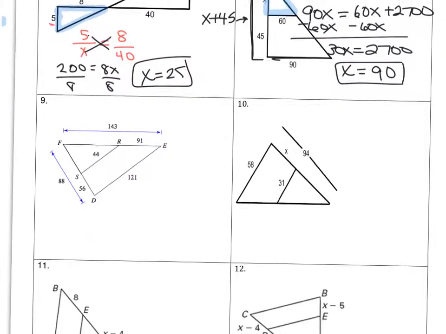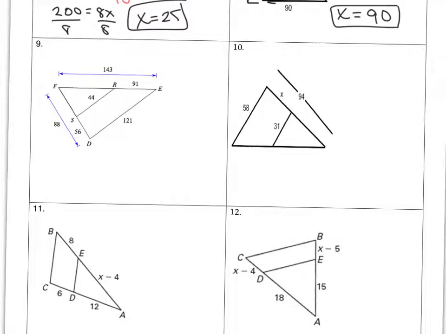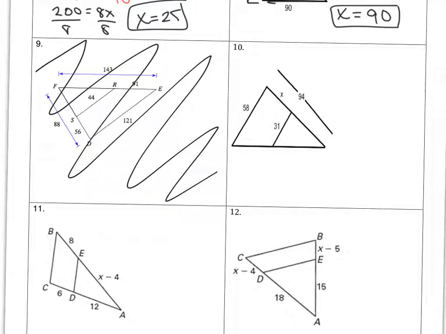So if I go ahead and keep going, number 9. Number 9 is a bad problem because there's no x. Cross it out. Let's look at number 10. So let's see if we can set this one up. I am going to highlight my little triangle. And I know 31 corresponds to 58, so a little over big. So now I know my big side here is 94, so that'll go on the bottom.